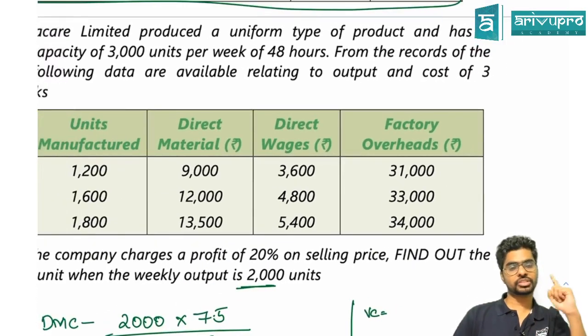So, if you see direct materials, in all the three cases it comes to 7.5. In direct wages, it is 3 in all the three cases. Whereas factory overhead is giving a different answer for different cases. That means definitely it is not variable cost.